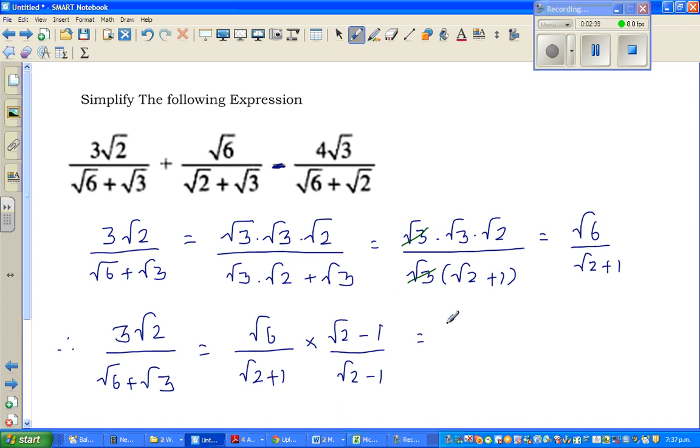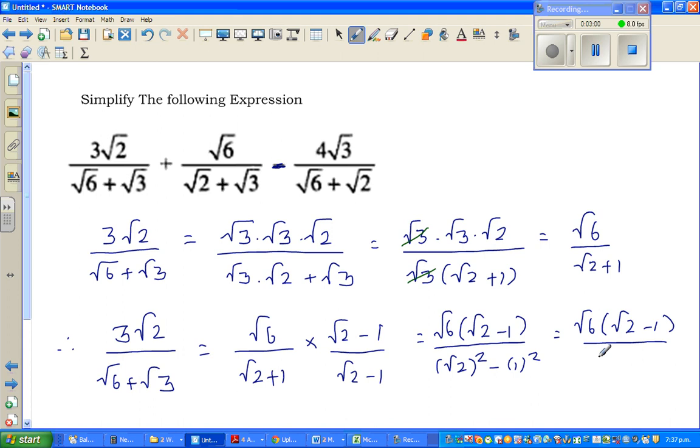So this is root 6 times root 2 minus 1 as it is, over root 2 squared minus 1 squared, using difference of two squares, which is nothing but root 6 over root 2 minus 1. Because this is, okay, let me write that. This is root 2 squared, which is 2, minus 1. Okay, so this simplifies to, let me write this here.